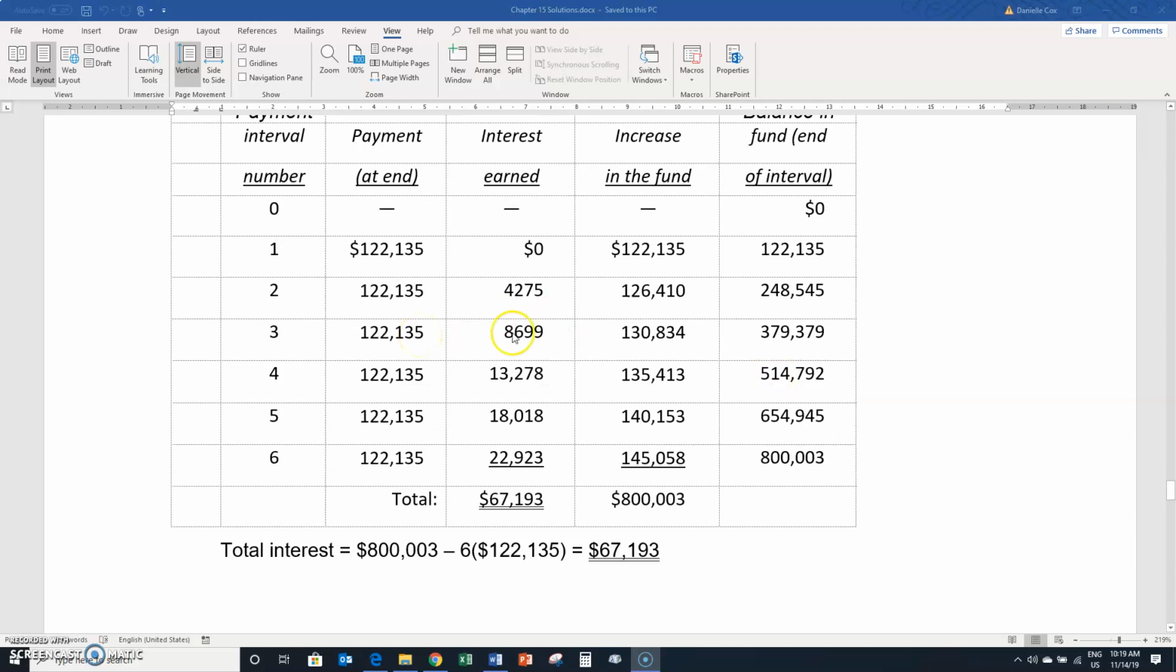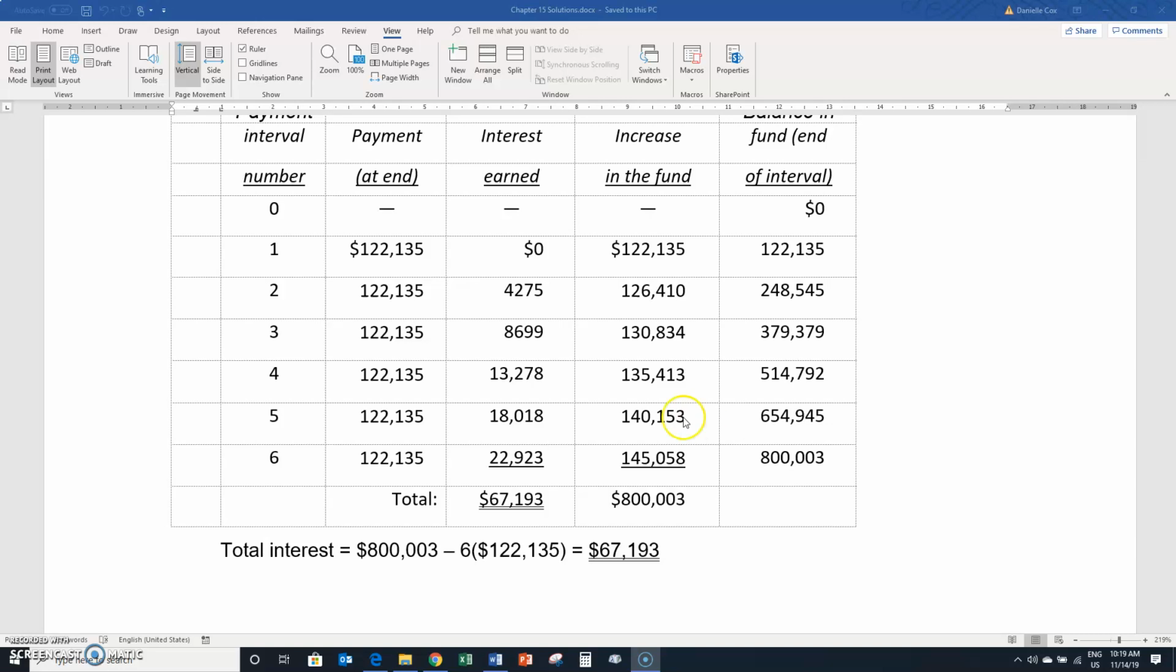The next period, there was another payment. The interest is only earned on the balance from the previous period because this payment wasn't made till the end of the period, so there was no interest on it. So it's the 248,545 times 3.5%, which gives you 8,699. You add the two of them together to get the increase in the fund during the period, and you continue on.